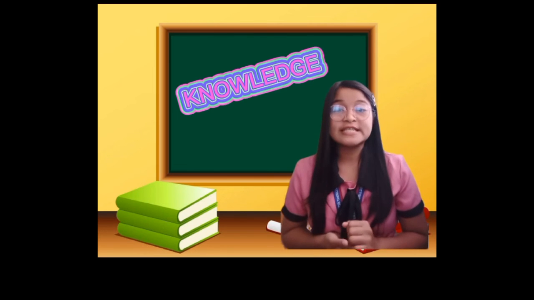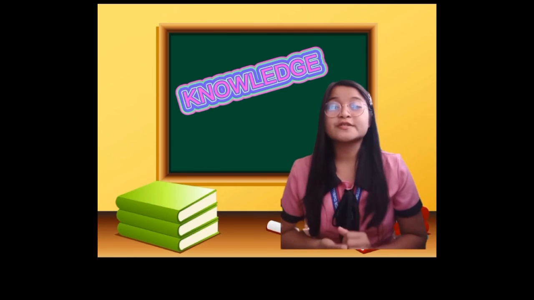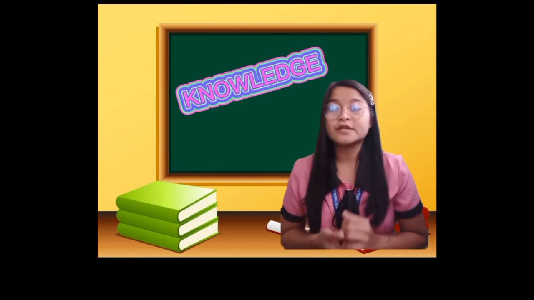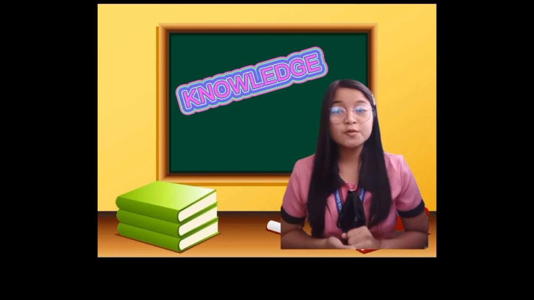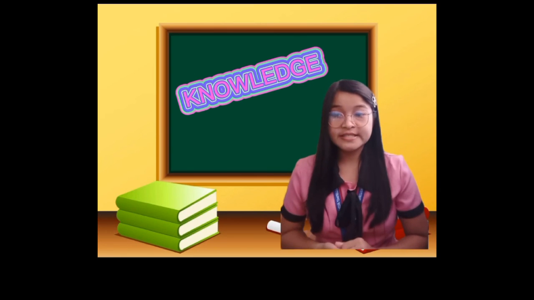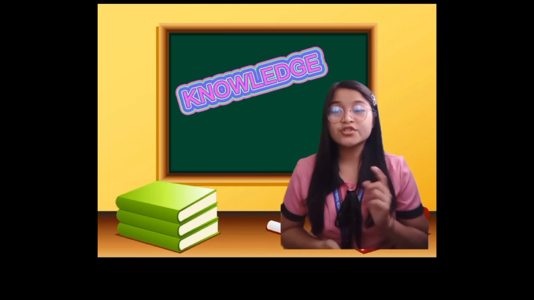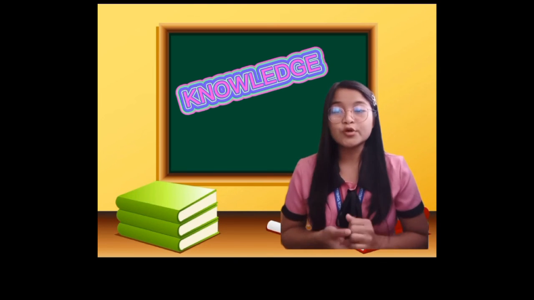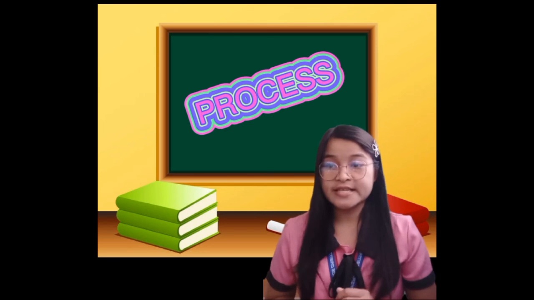First, we have knowledge. Knowledge refers to the substantive content of the curriculum, the facts and information that the students acquire. The tools are paper and pencil tests, or multiple choice, true or false, matching type, and constructed response type with a rubric as a scoring guide. The second level of assessment is the process.